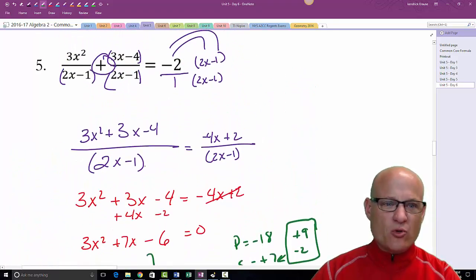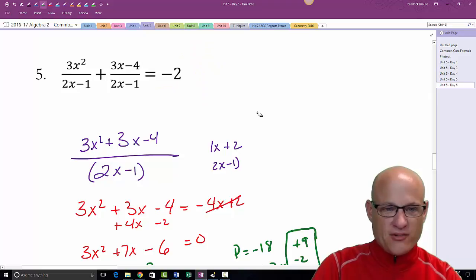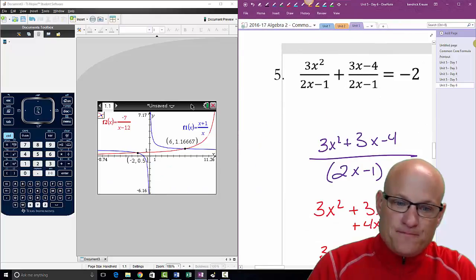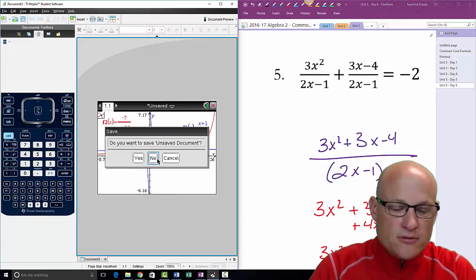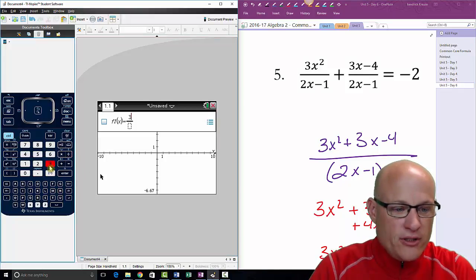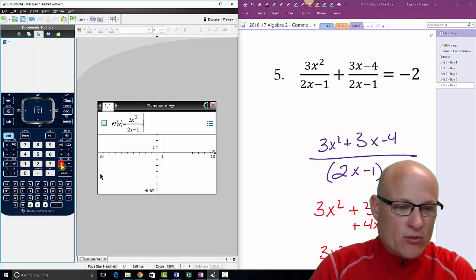Oh, you know what? I want to show you real quick that this one can be done graphically as well. So check this out. This is going to be crazy. Let's put this over here so I can see it. All right, so we're going to put the whole left side in. Control division, 3x squared over 2x minus 1. I know I could have combined those, but I want to make it look exactly like the original. Control division.